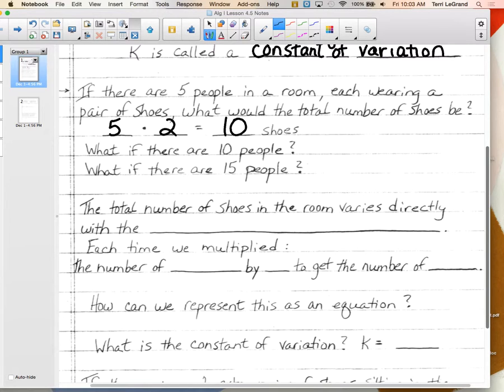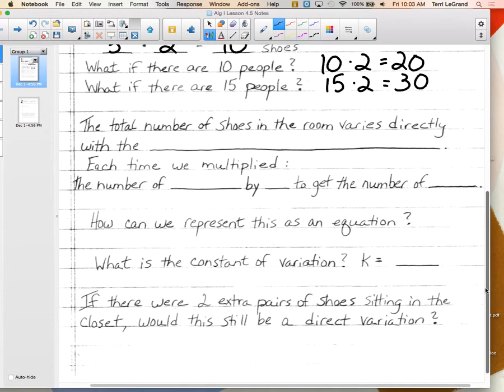Okay, what if there were 10 people? It would be 20 shoes, because of course you're going to now take 10 times 2. What if there are 15 people? 30, because now 15 people each having a pair of shoes, we're going to have 30 shoes altogether. So what's happening here? The total number of shoes in the room varies directly with what? The x value. Well, what controlled the situation here? The independent variable. The number of people. So the total number of shoes was dependent upon the number of people. It varies directly with the number of people.